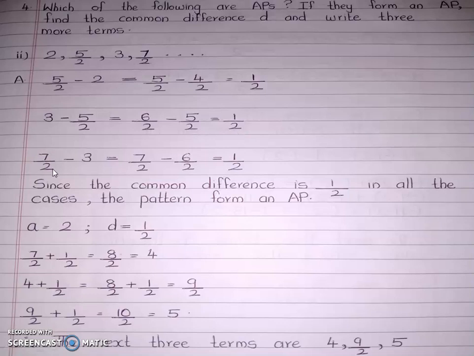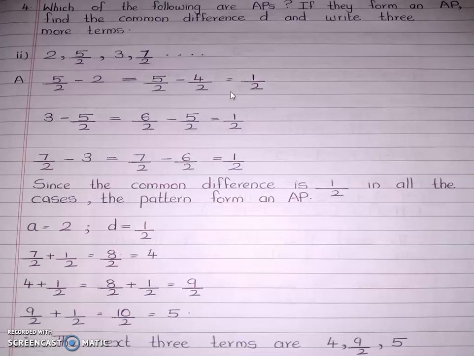Here 7 by 2 minus 3. The same rule, I am converting this to like fractions. So I will get 7 by 2 minus 6 by 2 is equal to 1 by 2.